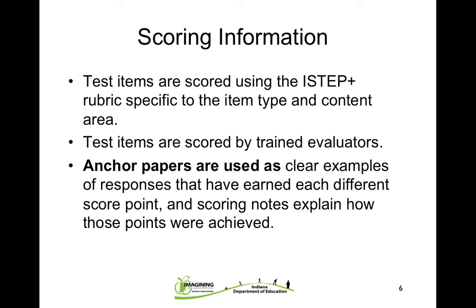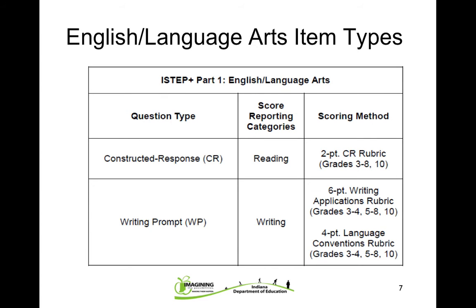The ISTEP Plus Part 1 ELA assessment consists of two test question types: constructed response test items and a writing prompt. Each item type has its own scoring method. The ISTEP Plus English Language Arts constructed response rubric is used to score the constructed response items. The ISTEP Plus Writing Applications rubric and ISTEP Plus Grammar and Usage rubric are used to score the writing prompt.